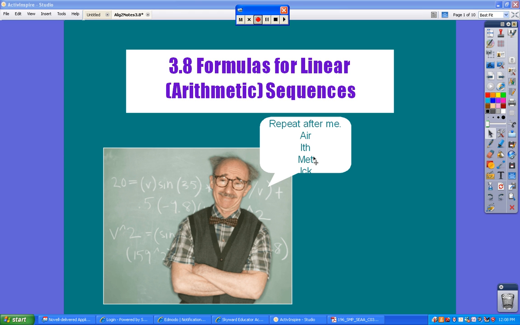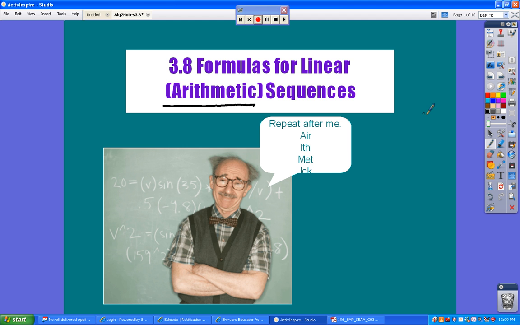Okay, this is section 3.8, formulas for linear arithmetic sequences. This is the word. When you were in kindergarten, you called this arithmetic. When we are talking about sequences, we pronounce it arithmetic. Makes you sound smarter, and it helps us to know that we're talking about these types of sequences.